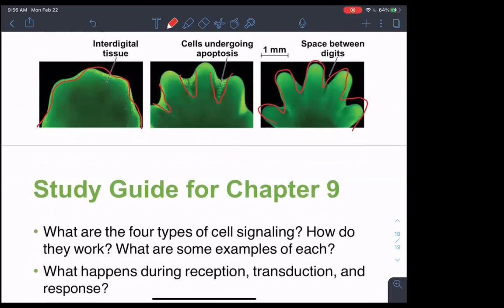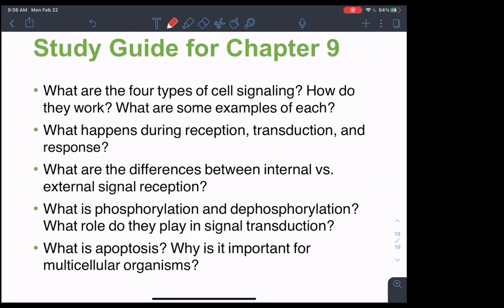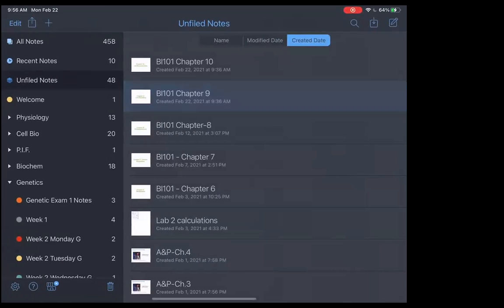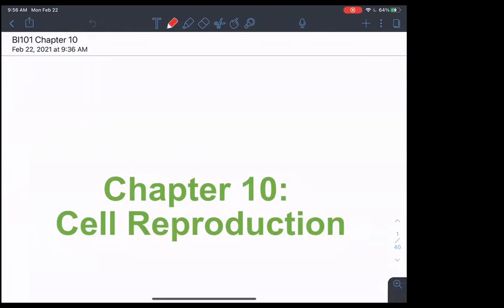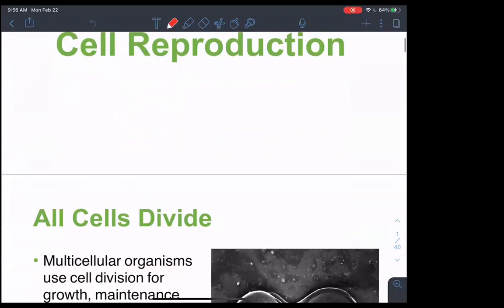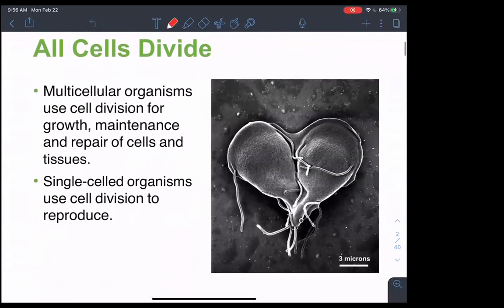So this study guide, very simple. We blew through that. So we're going to jump right into chapter 10 here, which is cell reproduction. Now, cell reproduction is going to get a little bit more complicated, but we're going to do the first 10 slides or so. Now, all cells divide.